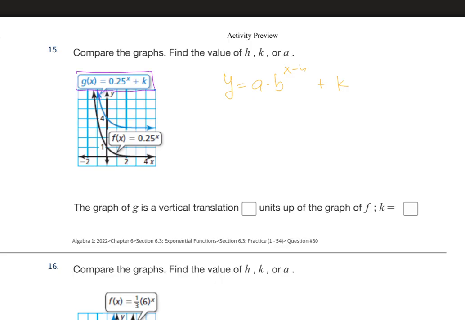It's kind of hard for me to see because it was blue on blue. There's g, and then this one is f. The black line is f. And it's just saying, hey, g is a vertical translation. How many units up? Well, it would appear that it is 1, 2, 3 units up. And so k is just 3. So actually that one wasn't that crazy now that we looked at it.